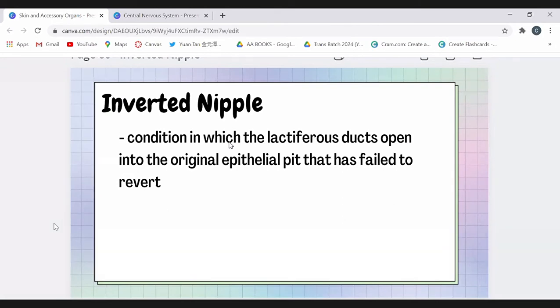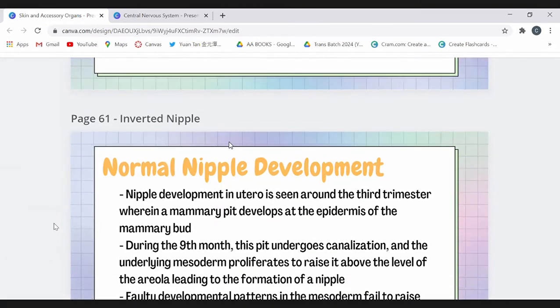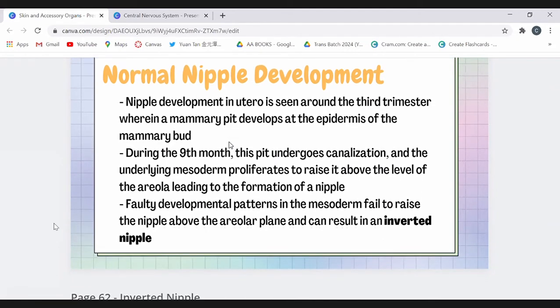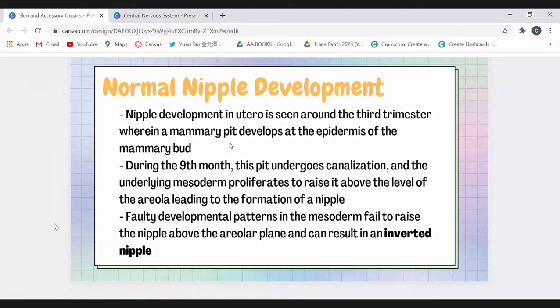Next is the inverted nipple, a condition in which the lactiferous ducts open into the original epithelial pit that has failed to revert. Next slide, please. So normal nipple development in utero is seen around the third trimester, wherein the mammary pit develops at the epidermis of the mammary. But during the 9th month, this pit undergoes canalization and the underlying mesoderm proliferates to raise it above the level of the areola, leading to the formation of a nipple.